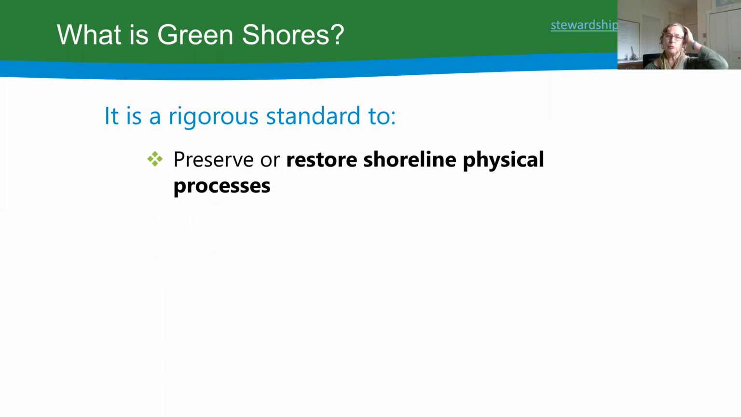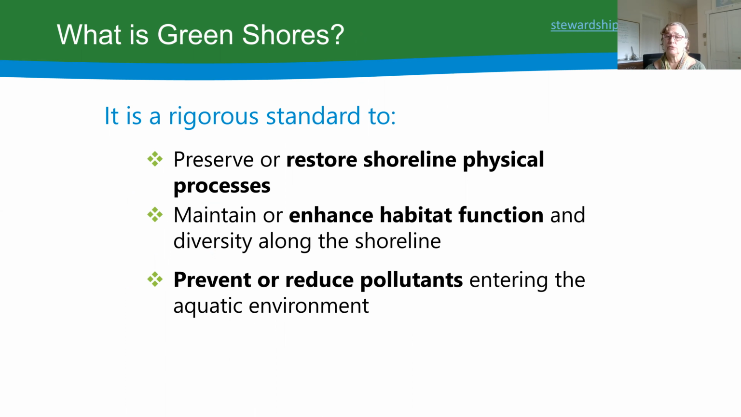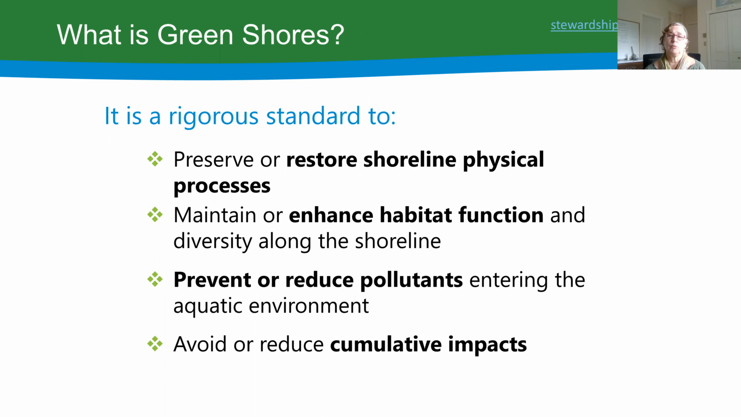The first is that we want to preserve or restore shoreline physical processes. We also want to maintain or enhance habitat function and diversity. We want to prevent or reduce pollutants from entering the aquatic environment. And finally, we want to avoid or reduce cumulative impacts. So whenever we're designing a shoreline project, we want to keep all four of these principles in mind.